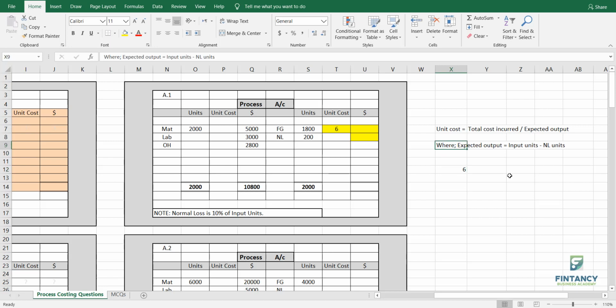It is quite possible that your expected output is equal to actual output, like in this question, but most probably your expected output will be different than your actual output. So please remember, don't use actual output in the calculation of unit cost. We will use expected output. What is the reason? I will tell you in the next question. I hope it's clear with everyone.